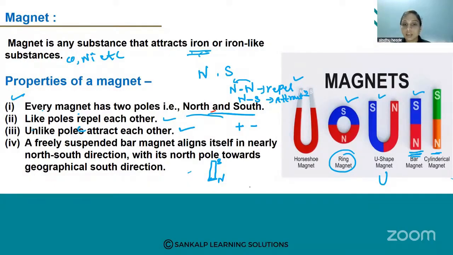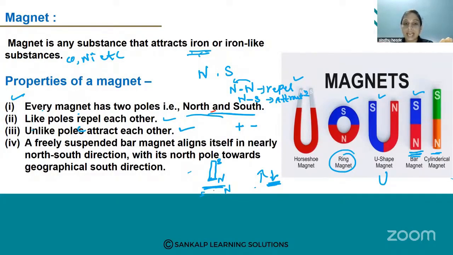We know that the earth also has an attraction property, right? Earth again is considered to have south and north poles, and it attracts objects towards it. When we throw some object upwards, what happens? It comes back to the earth, right? Why? Because the earth has the attraction property. So similarly here, when we freely suspend that bar magnet, what happens?